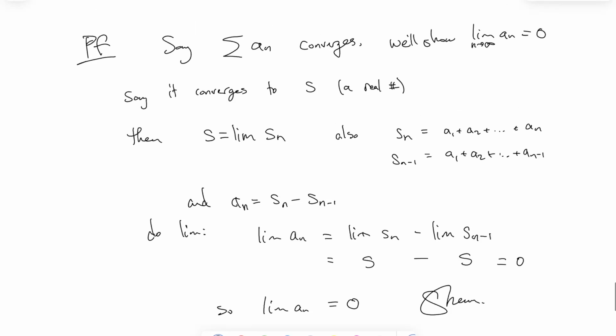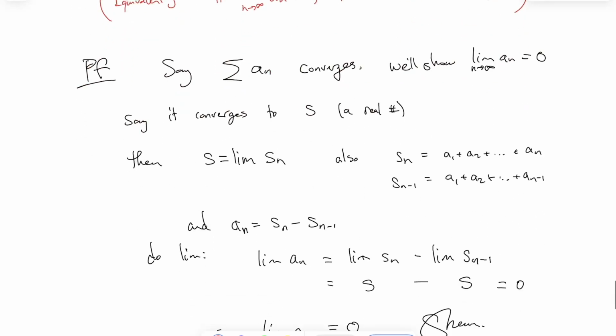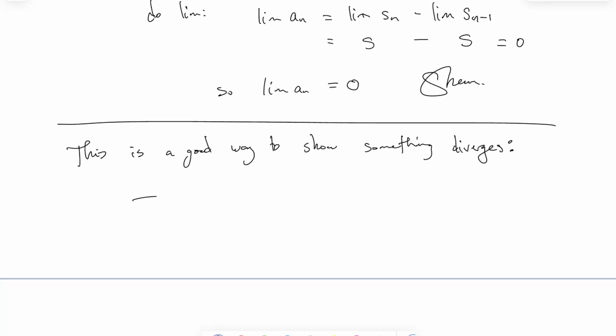So anyway, this allows you to show that something diverges. That's typically what we use this theorem for. We use it in the red version here: if the limit of the terms is not 0, then the series diverges. So this is a good way to show something diverges. For example, we've already talked about this example before, last time. The sum of minus 1 to the n, that's minus 1 plus 1 minus 1 plus 1.